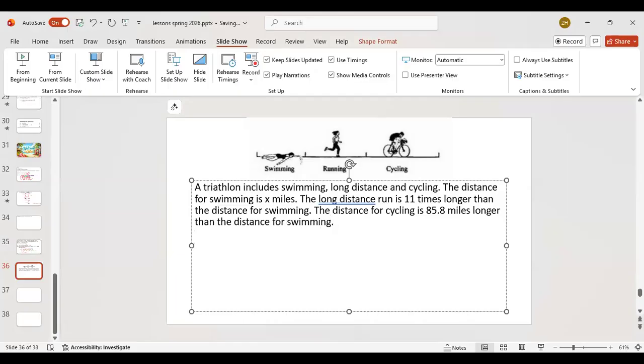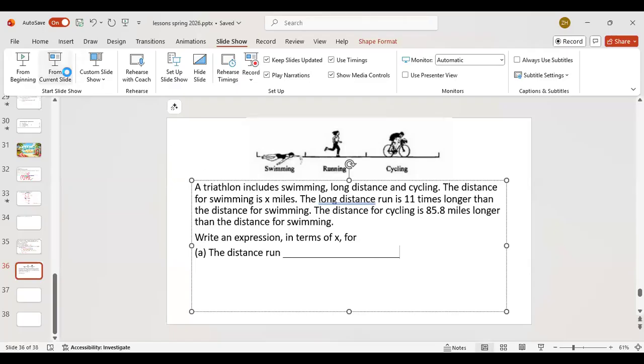Right? Write an expression in terms of x for the distance run. Okay, the distance run. Very good.